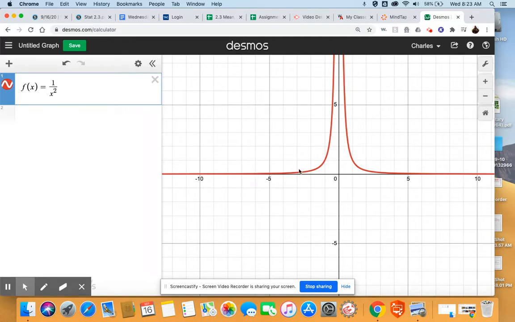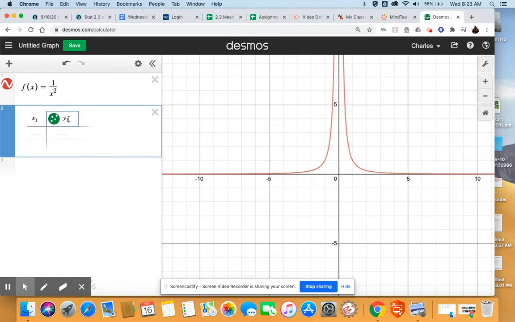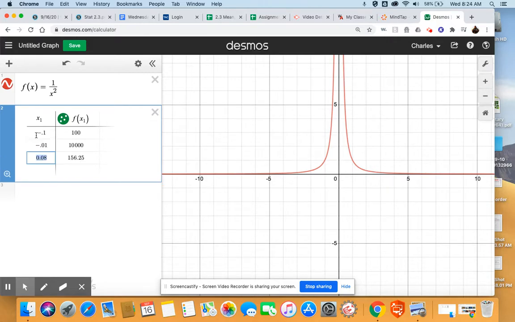If you were to plug numbers into this function, if you were to create a table here, and we want to change this to f of x1. We would plug a number in here close to 0. Let's say we put in negative 0.1. We get a value of 100. If we go to negative 0.01, we get a value of 10,000. If we go one more, negative 0.001, we're up to 1,000,000 already. So what's happening here is this is increasing faster and faster and faster.